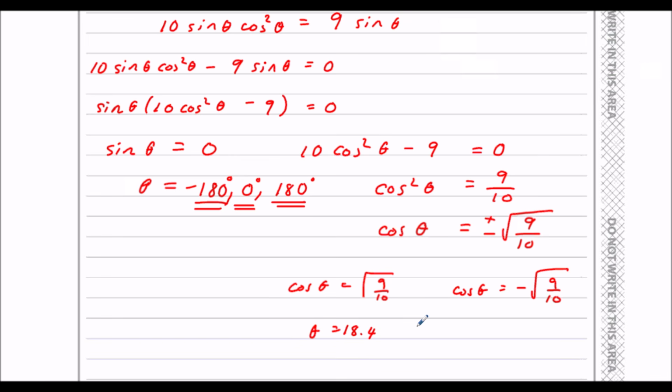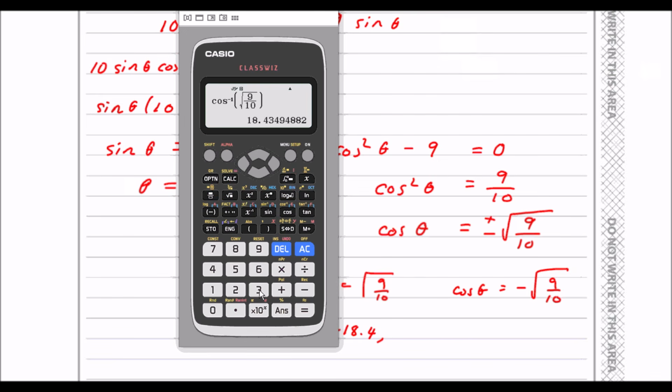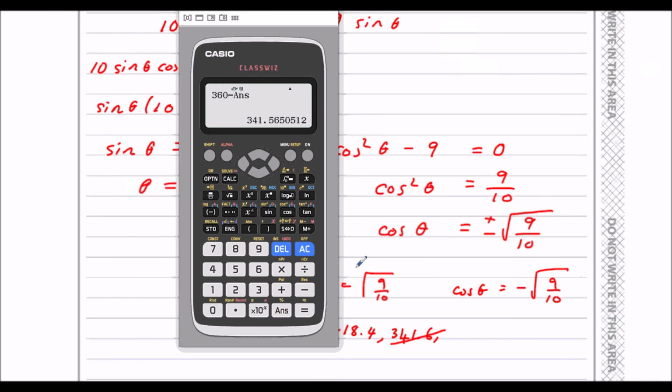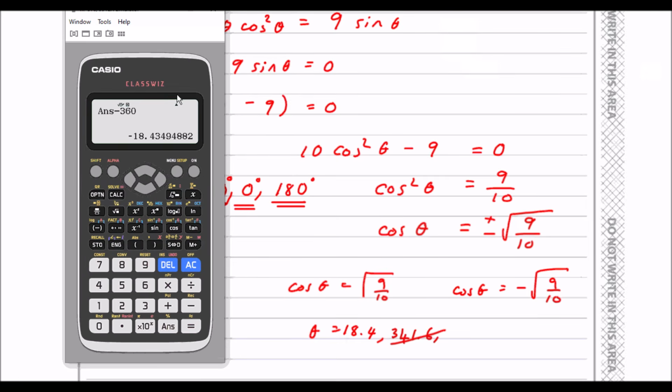On our cos graph, to get our next answer, we will take away from 360, so 341.6. We want between negative 180 and positive 180, so we don't want that answer. The cos graph repeats every 360 degrees, so we want the answer negative 18.4.